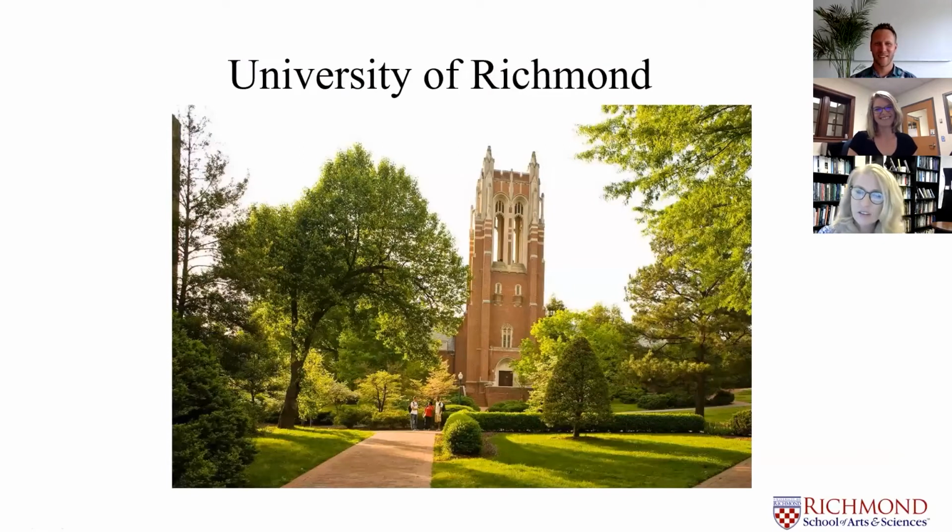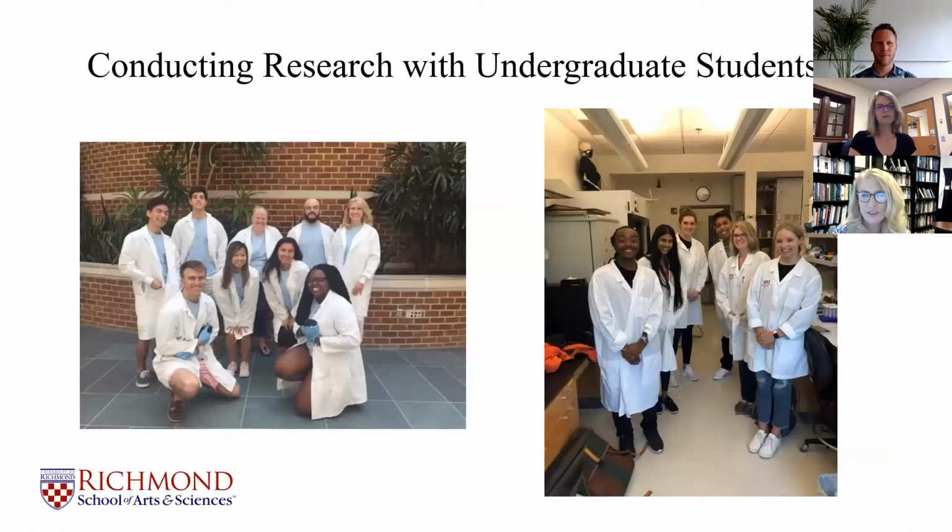Let me tell you a little more about our context and some of the challenges I face as an undergraduate professor doing research with students. As I mentioned, I'm at the University of Richmond. We have about 3,000 undergraduate students. I am the only behavioral neuroscientist here. We do have other neuroscientists. That's a challenge, and a good challenge, because it forces me to collaborate outside of the university.